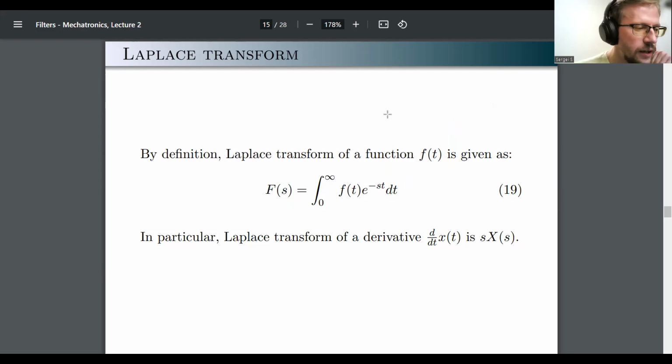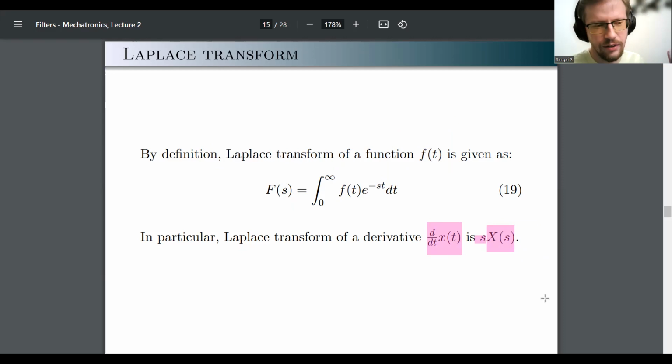In particular, the Laplace transform of a derivative dx/dt is equal to the Laplace transform of the original function x of t times s. Well, this is quite useful in control theory. We use it all the time, but here we are going to use it a few times too. So the Laplace transform of a derivative becomes just the transform of the function times s.